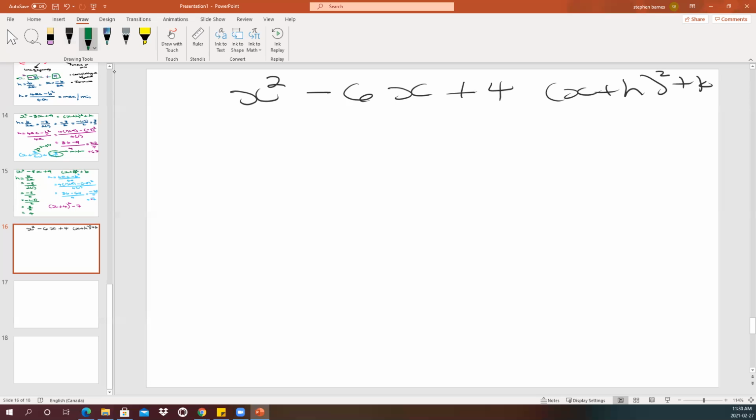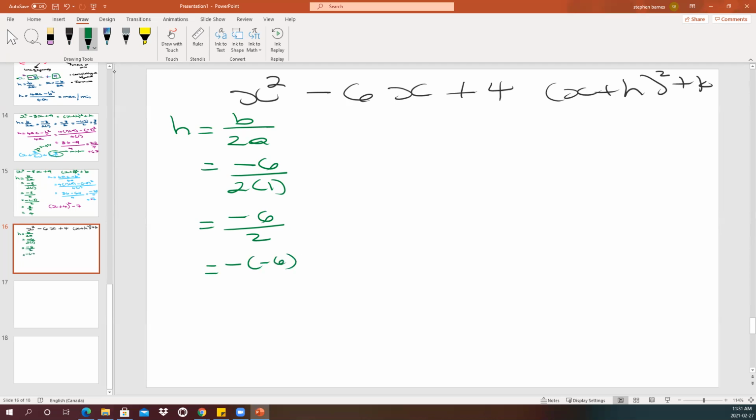To find h, we're using the formula b over 2a. b is -6 over 2 times a, which is +1, equals -6 over 2, and then we take the negative of b all over 2, which is 6 over 2, which gives us 3. So h is 3.